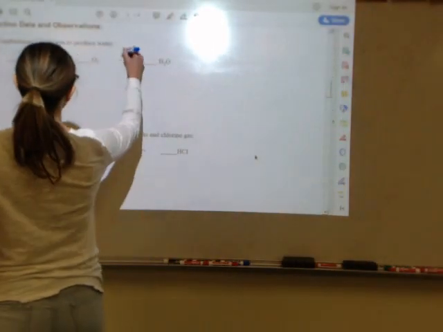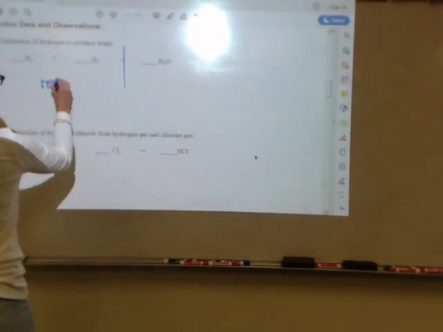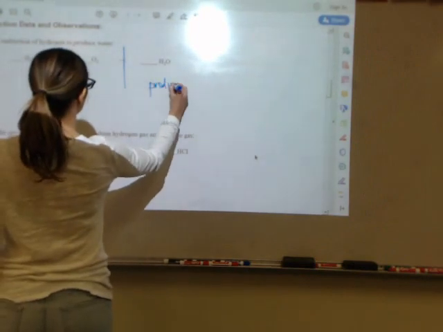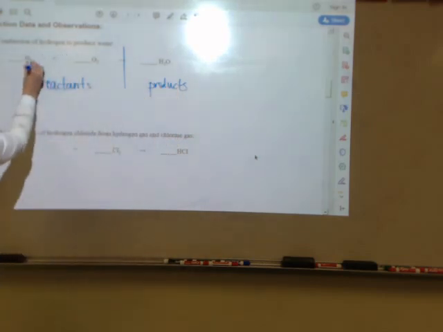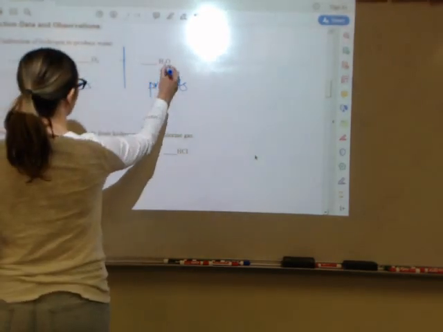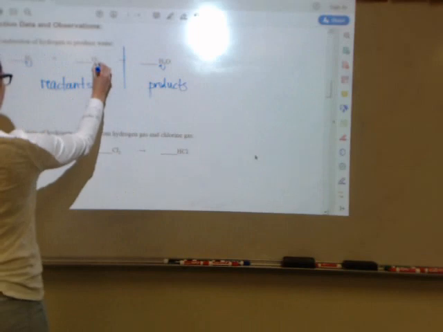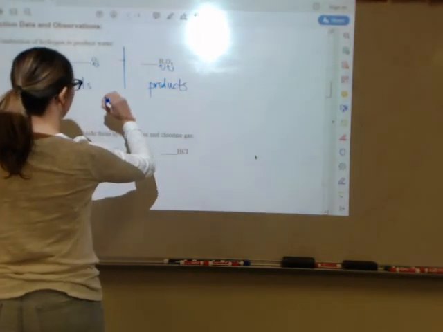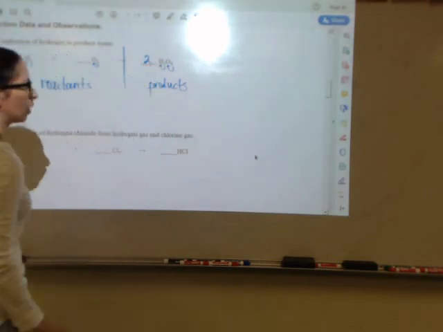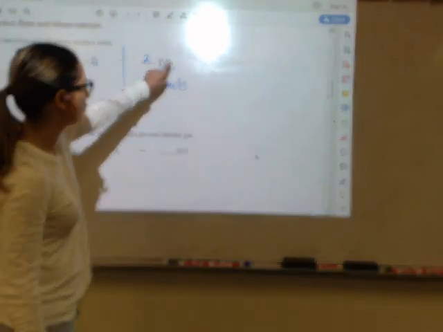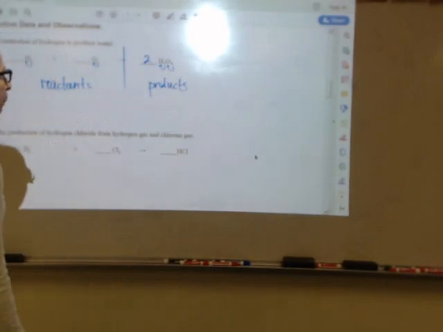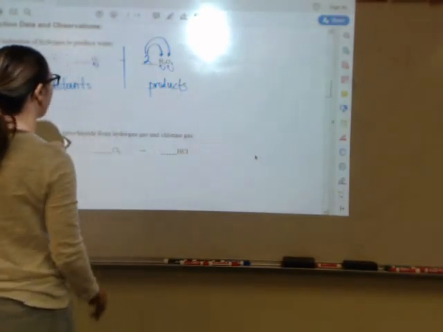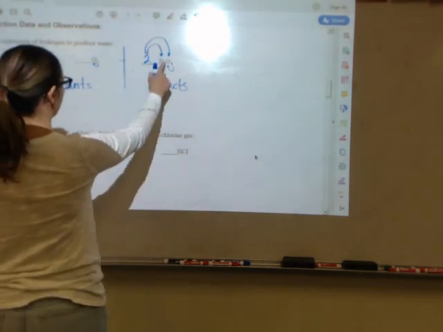So here you will notice I have a reactant side, and I have a product side. I have 2 hydrogen on the reactant side, 2 hydrogen on the product side. I have 2 oxygen on the reactant side, but 1 on the product side. So I'm going to put a 2 in front of H2O. You can't change the subscript because that would change the substance. This 2 gets distributed to each element in the compound after it. So now I've balanced my oxygen.